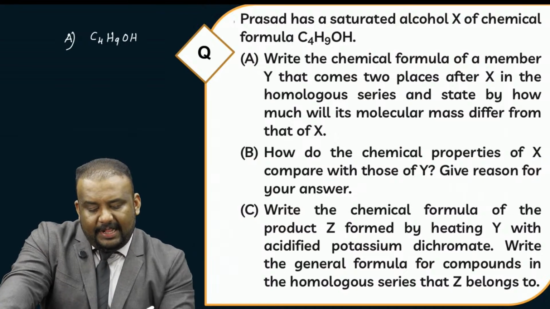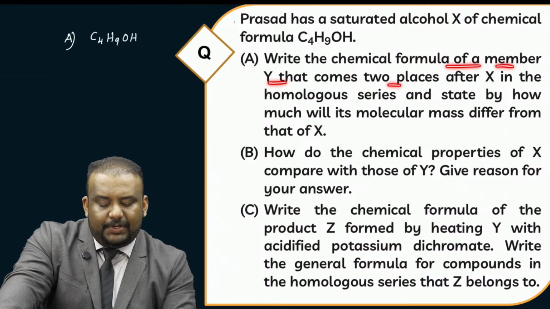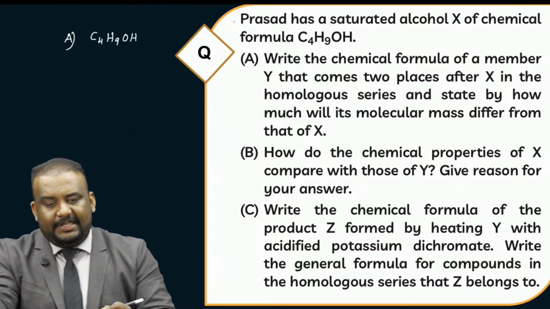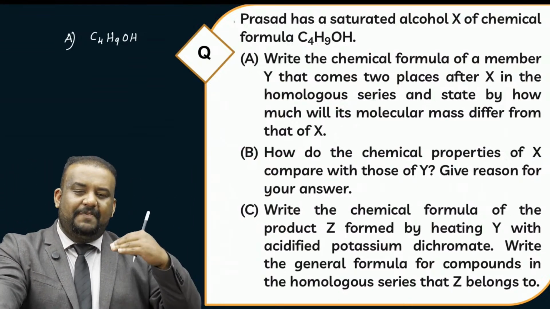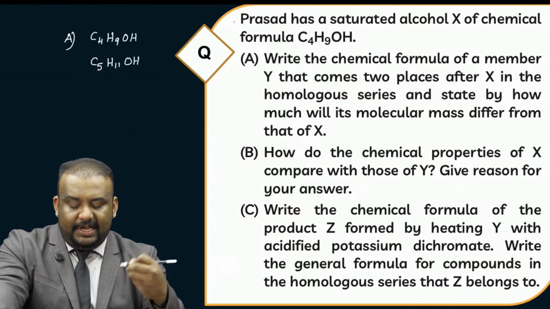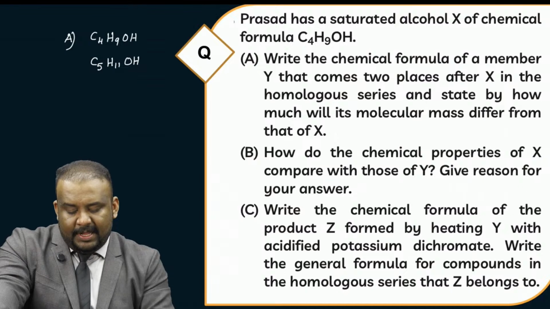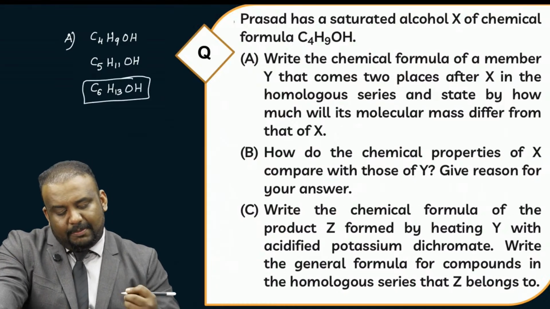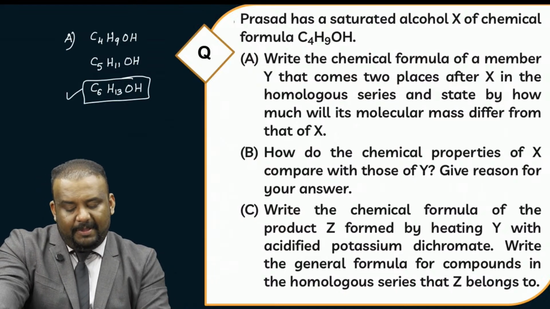The question is, write the chemical formula of a member Y that comes two places after X in the homologous series. I told you in a homologous series, the difference between adjacent members is one CH2 group. So if I add one CH2 here, the next member will be C5H11OH, correct? The next member will be C6H13OH. So after two positions you are looking at this molecule, and its chemical formula will be this.